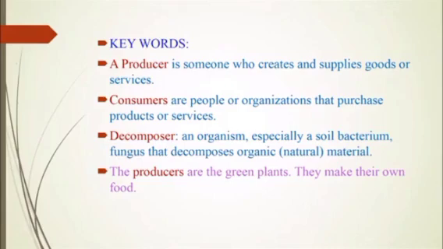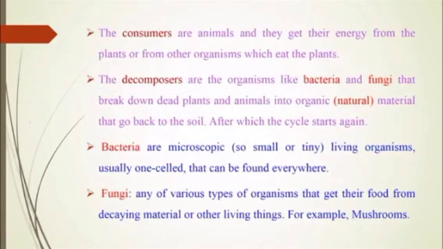Here, the producers are the green plants. Who is a producer? A producer is someone who creates and supplies goods or services, right? So here, the producers are the green plants. They make their own food. What is meant by consumers? Consumers are people or organizations that purchase products or services, right? Here, the consumers are animals and they get their energy from the plants or from other organisms which eat the plants.